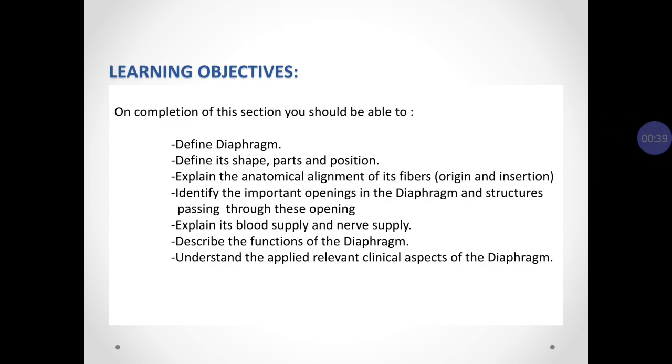So the learning objectives of today's session would be that at the end of this section you should be able to define diaphragm, define its shape, parts and position, explain the alignment of its fibers, which means its origin and insertion, identify the openings in diaphragm which are very important and all the structures which pass through these openings. Explain the blood supply and nerve supply of diaphragm, describe the function of diaphragm, and understand all the applied relevant clinical aspects of diaphragm.